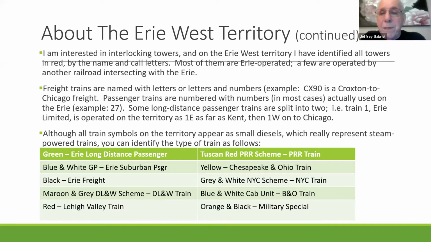All of the trains appear as small diesels, although they're steam trains. You can identify the type of trains as follows. Green for Erie long distance passenger, one of the colors in the Erie passenger scheme. Blue and white for suburban passenger, black for Erie freight, maroon and gray for Lackawanna trains, red for Lehigh Valley, Tuscan red Pennsylvania scheme for Pennsylvania, yellow for Chesapeake and Ohio, gray and white New York Central scheme, blue and white for B&O, and then I have a couple of military specials.